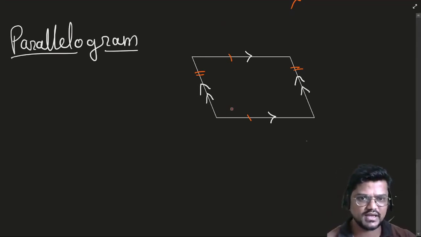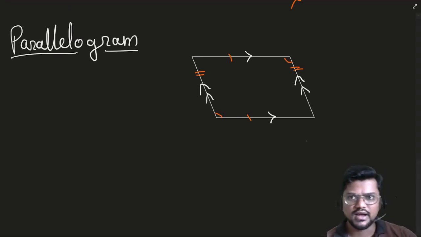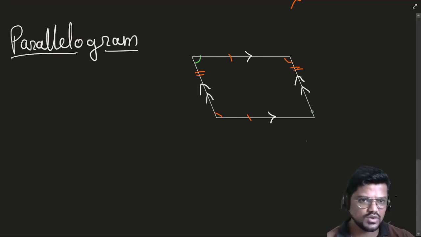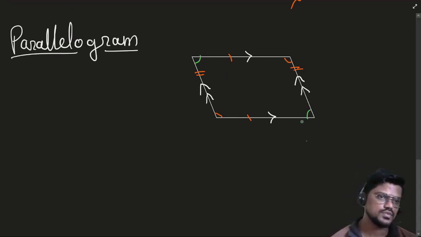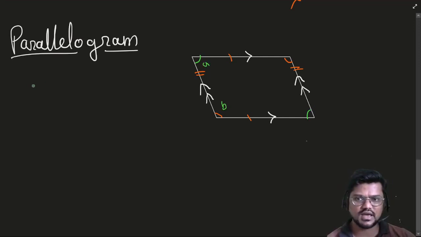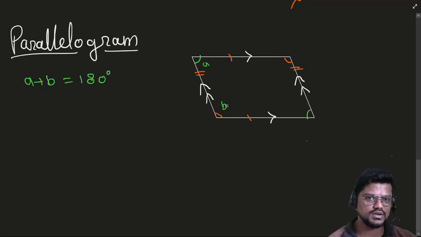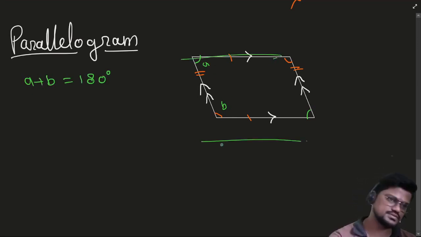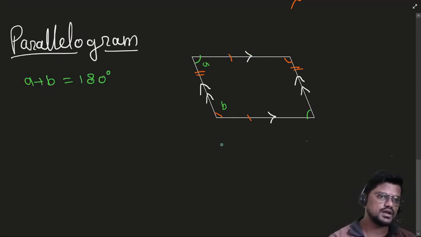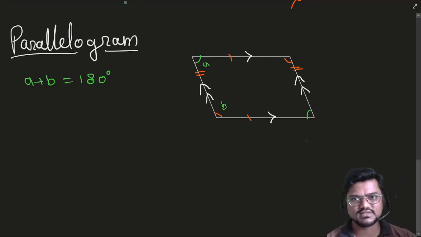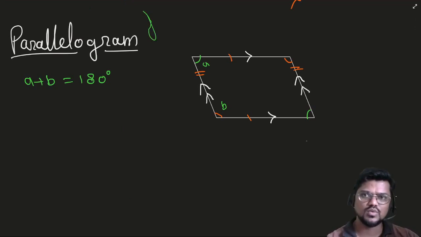That means this angle is equal to this angle and this angle will be equal to this angle. And the sum of co-interior angles: if this is A and this is B, then angle A plus angle B will be equal to 180 degrees. Why? Because they are co-interior angles between parallel lines. Also, if we draw the diagonals in this parallelogram, what happens?